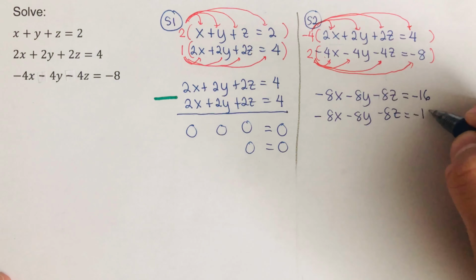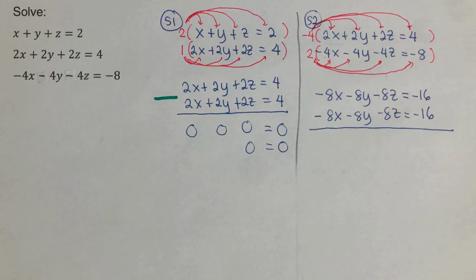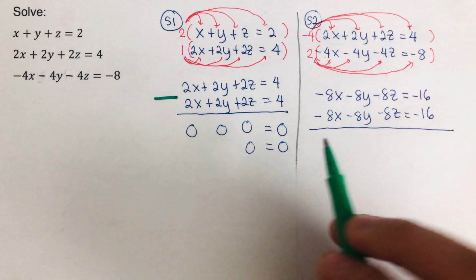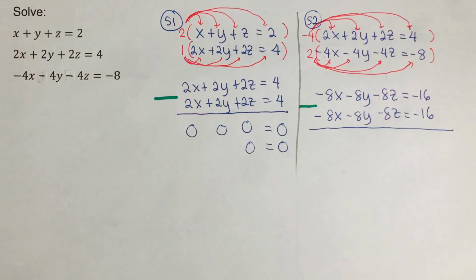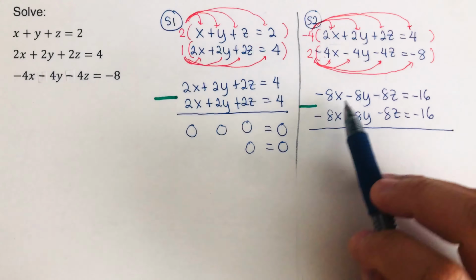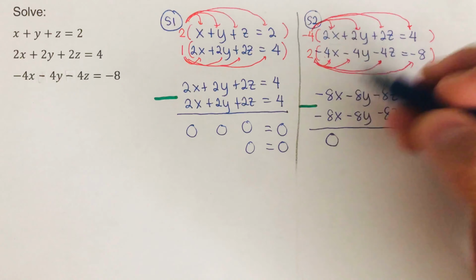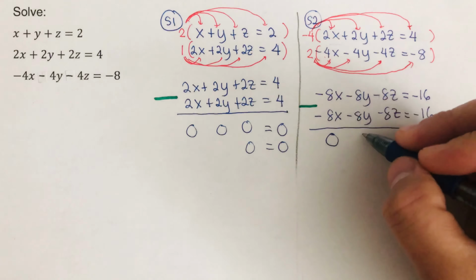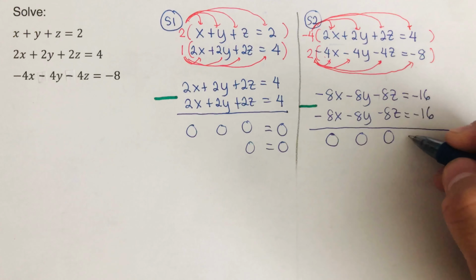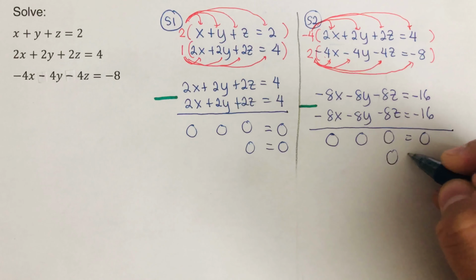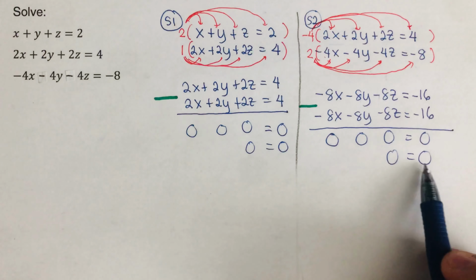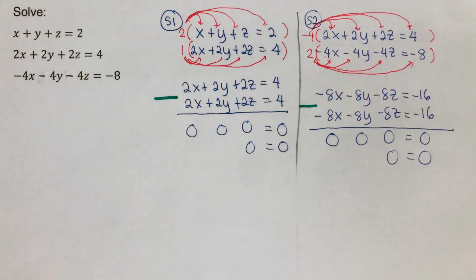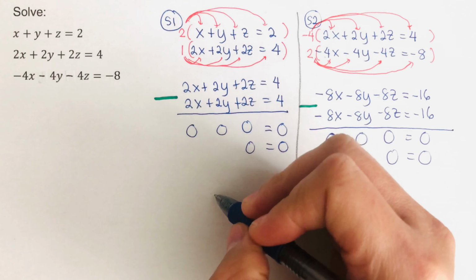Okay, so what are we going to do to eliminate the x here is that we are always going to minus it, subtract it. So negative 8x minus negative 8x is 0. Negative 8y minus negative 8y is 0. Negative 8z minus negative 8z is 0. Negative 16 minus negative 16 is 0. So pretty much we have 0 is equal to 0. 0 is equal to 0 makes sense. So then we can go ahead and say that the solution to this would be all real numbers.